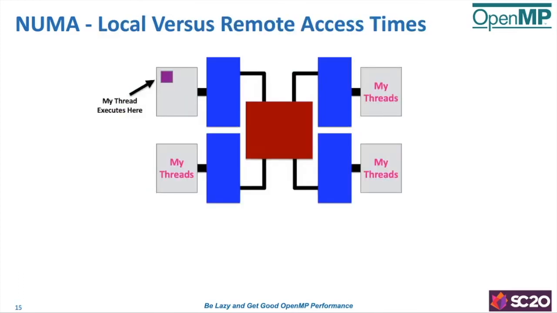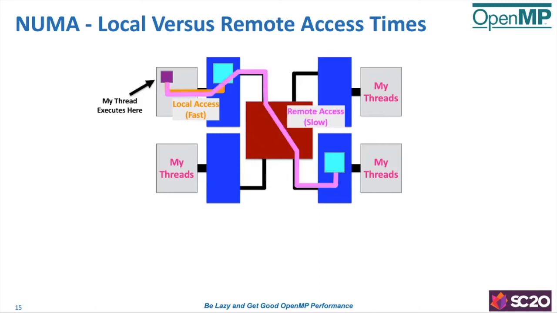And that's shown in this diagram. I have my thread, that's the purple box, executing somewhere in the system. And if it needs some data, the good case is where there's local access. The data is in what we call your local memory, the part of the memory connected to where your program is executing, where your thread is running, I should say. That's the fastest way to access data. That's the optimal case. That's the goal.